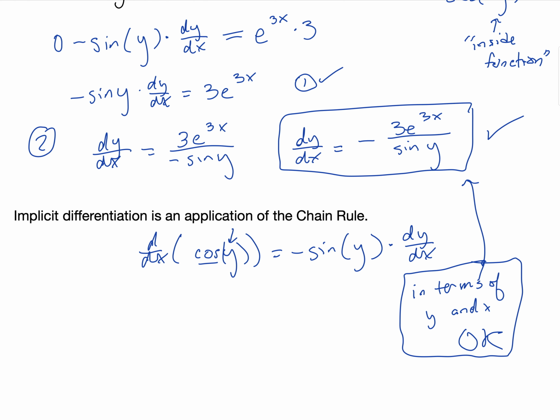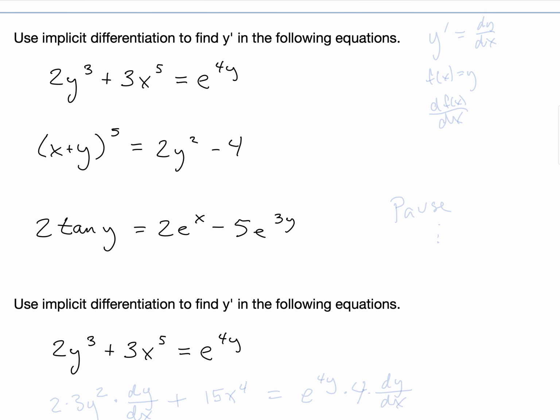All right, let's do some more examples using implicit differentiation to find the derivative of y in the following equations. The derivative y prime is the same as dy dx. We've also seen f of x equals y. These are all different notations.